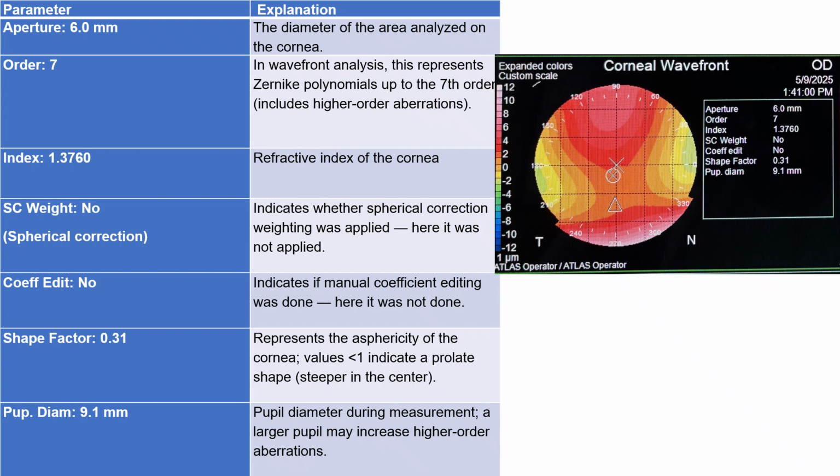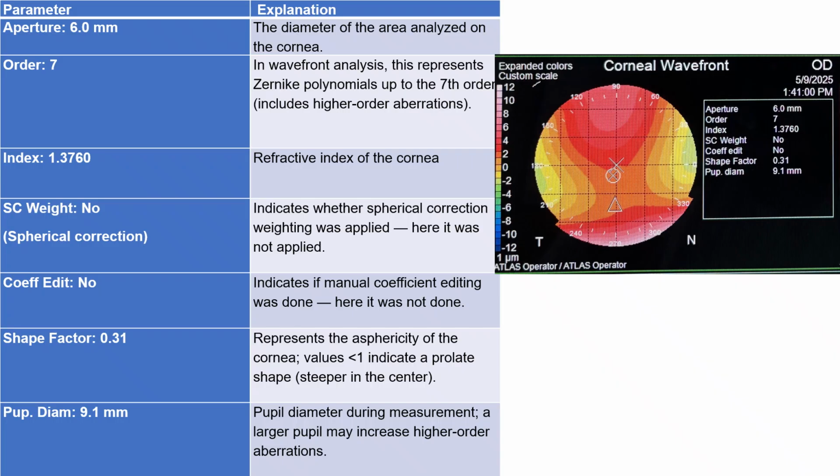Then we have SC weight. SC weight means spherical correction. It indicates whether any spherical correction is applied or not. In this, we have not used any spherical correction, so no is written here. Coefficient edit indicates whether any manual coefficient editing has been done or not. There is no coefficient editing done, so no is written here.